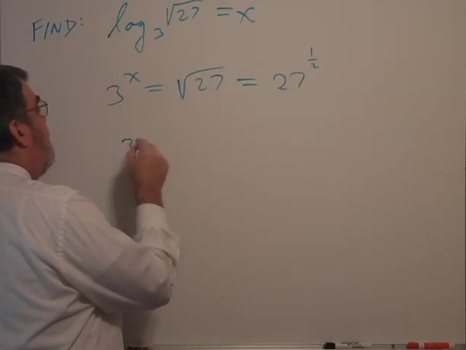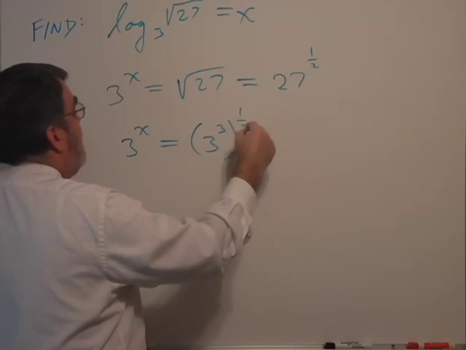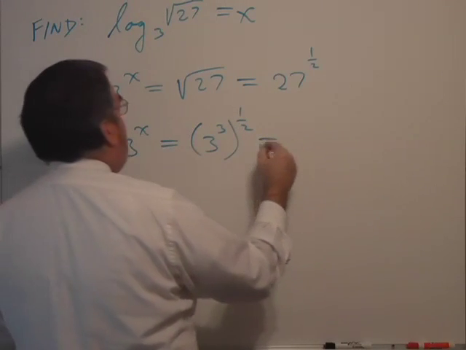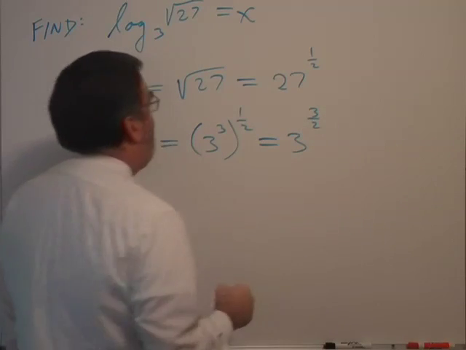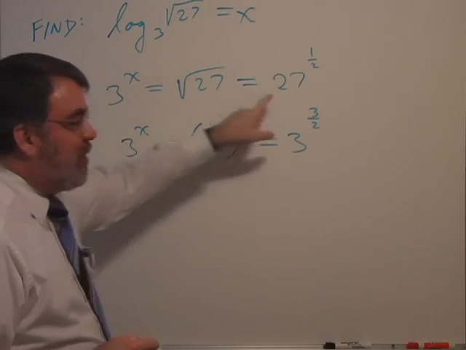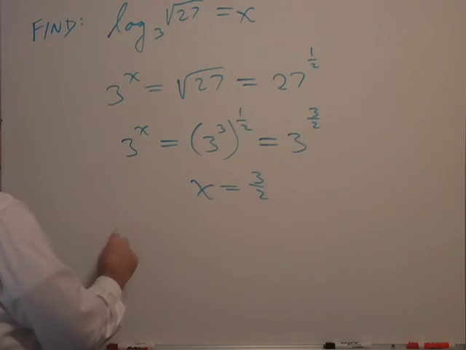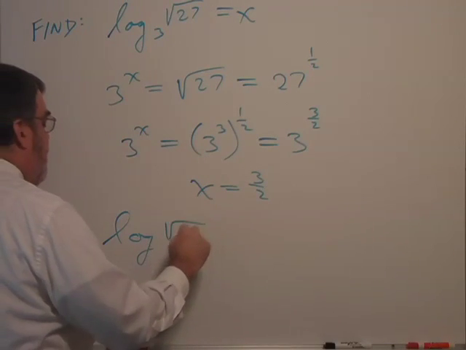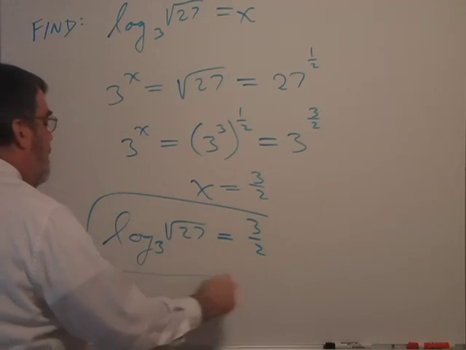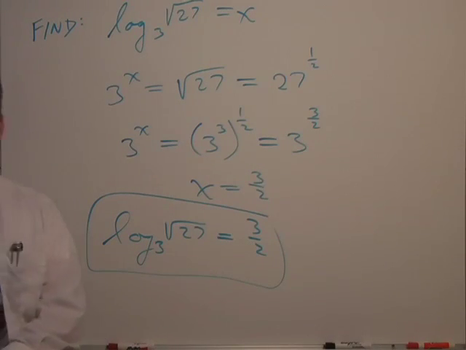And now if I think of 27 as 3 to the third power, which it is, so 3 to the third power to the 1/2 power, when I remove the parentheses, I have 3 to the 3/2 power. And now I've got the bases equal, so the exponents are equal. x equals 3/2. All right, so that tells us that the log of the square root of 27, base 3, equals 3/2. There we go. So it wasn't that bad, was it? All right. Time to move on.